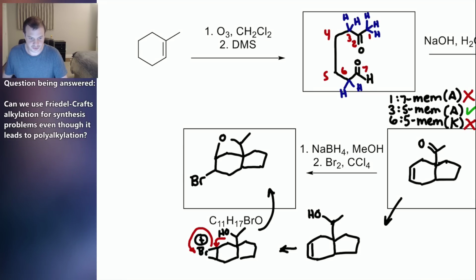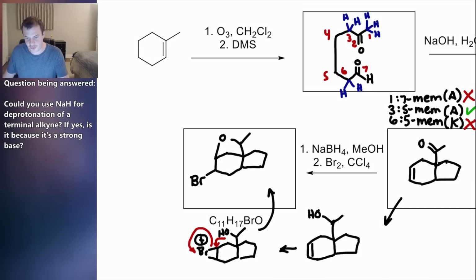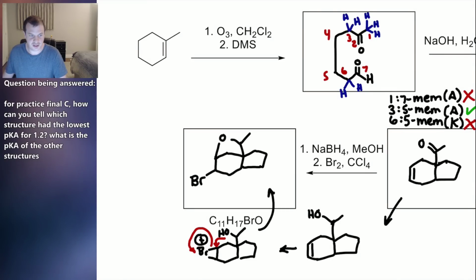We kind of talked about this already. Could you use NaH for deprotonation of a terminal alkyne? If yes, is it because it's a strong base? Yeah, and in some of the other courses of 14D, they used NaH to deprotonate alkynes. But in this class, I use NaNH2. For this question here, we had answered this earlier, so rewind if you didn't get your answer.